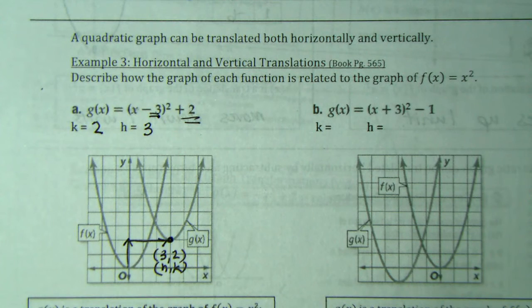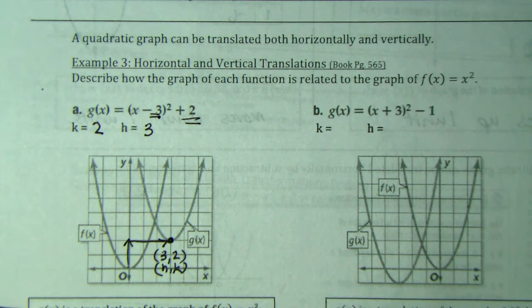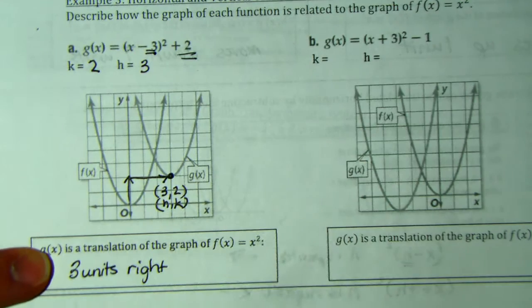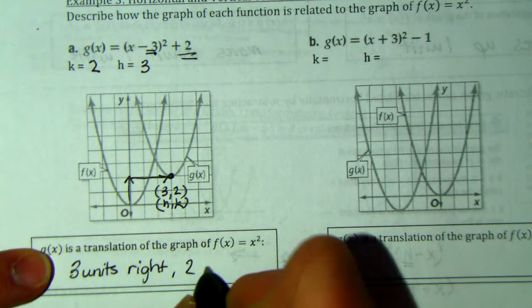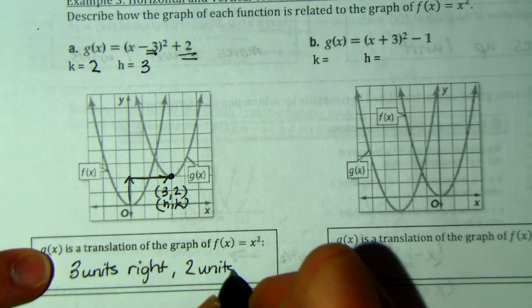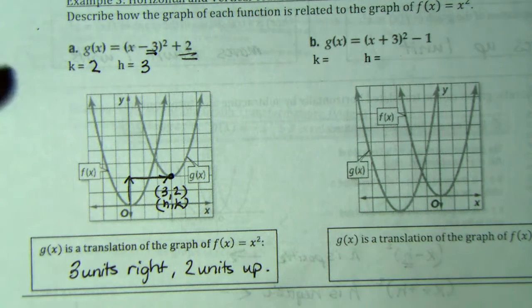So that's what's cool about this way to write it. But how did we translate it? 3 units right and 2 units up. If you say up 2 units and to the right 3, it doesn't matter which way. You could say up 2 units first and then to the right 3 units. All right, so let's look at, yes, Logan.